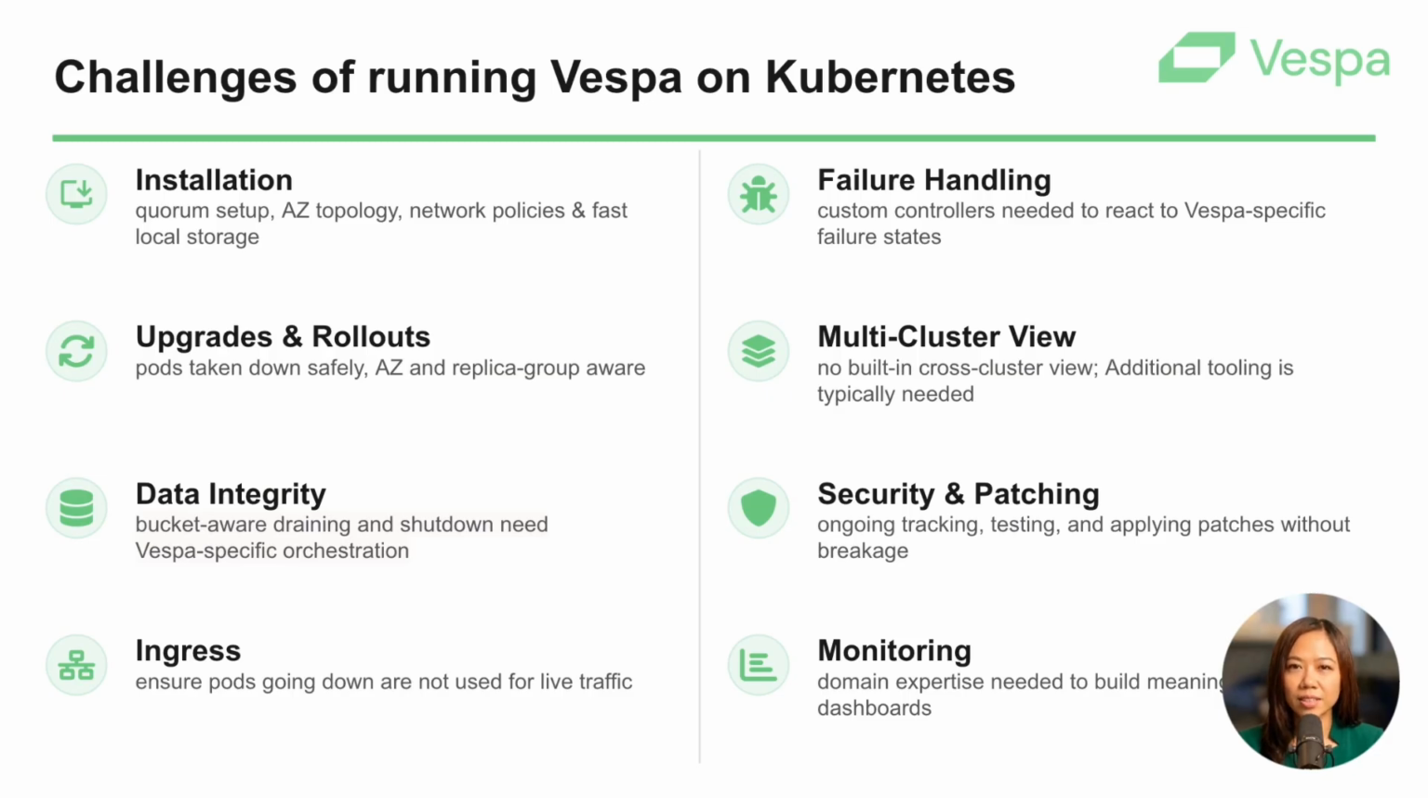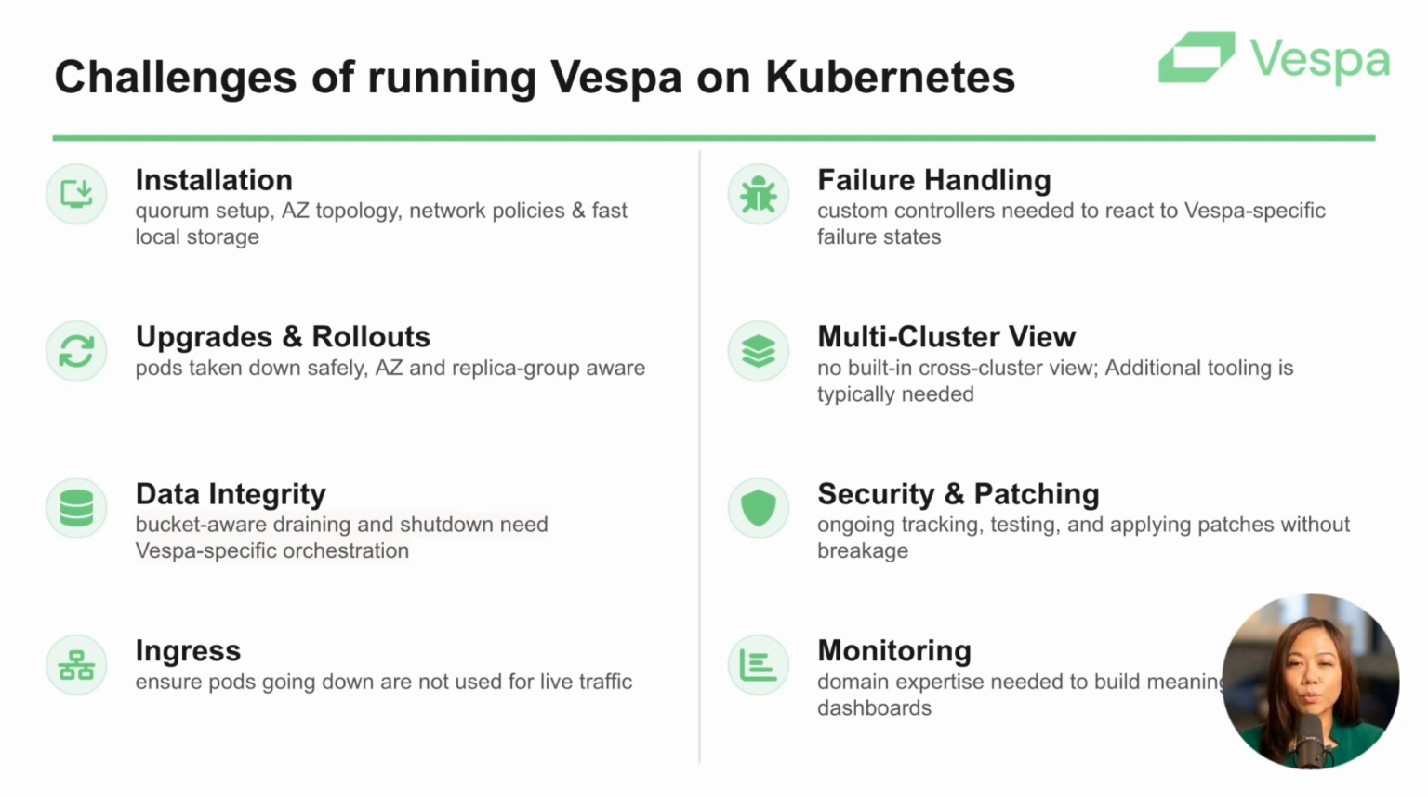Challenge 1. Installation before your first query lands. You have a lot of wiring to do manually. Pods need to discover each other and establish a distributed quorum, especially in HA mode. You need to spread pods across availability zones and hardware. You need network policies that let Vespa nodes talk to each other while blocking everything else. And Vespa is a high-performance system that needs fast local storage. Configuring that correctly on Kubernetes is not a one-liner.